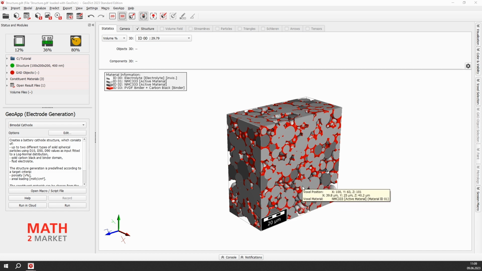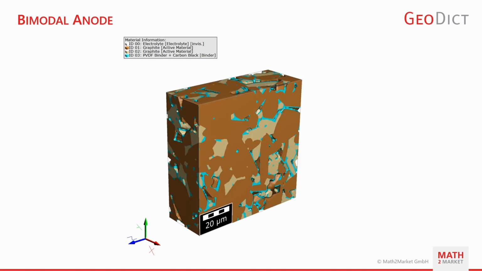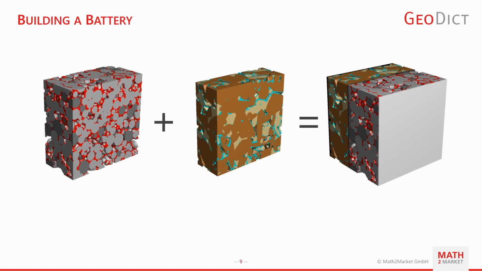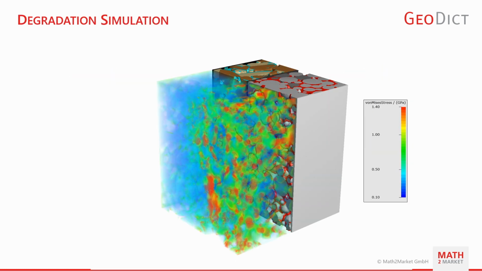This is the end of the first video tutorial in this series. I showed you how to create a bimodal cathode in GeoDict 2023. In the next video, I will create a bimodal anode. In the last video, I will then build a battery from our two electrodes to perform a charging simulation and use the results to perform a degradation simulation on this battery in GeoDict.